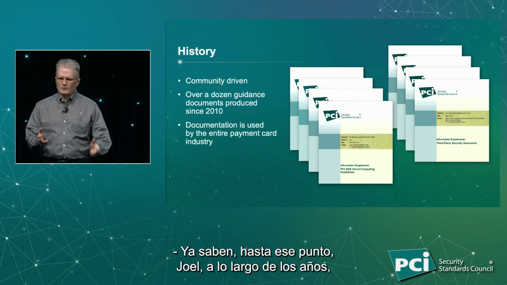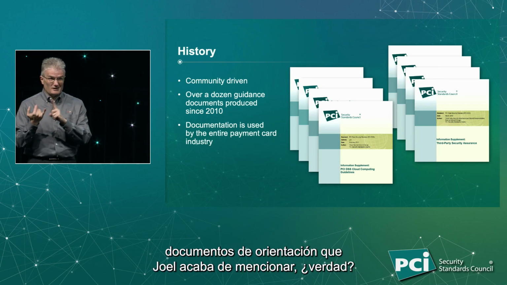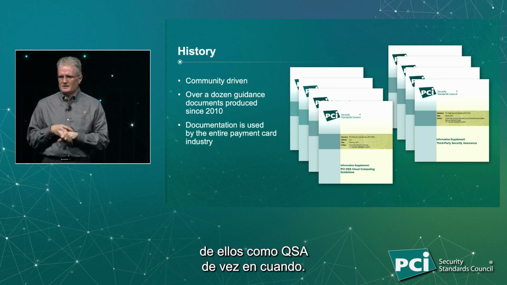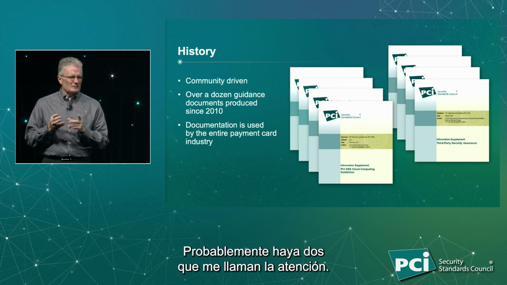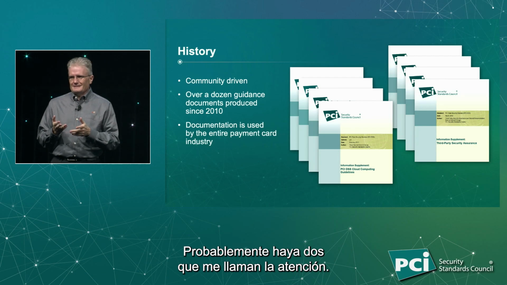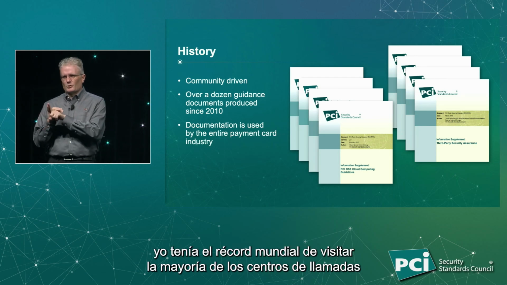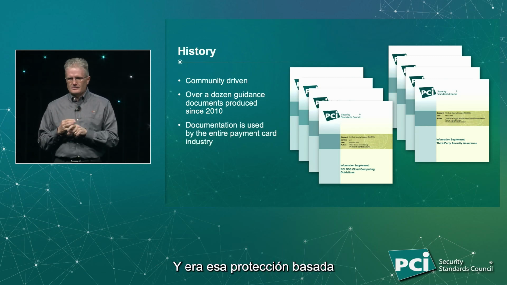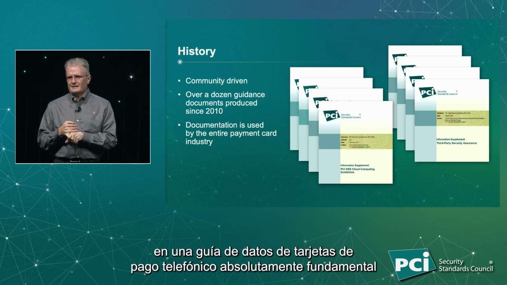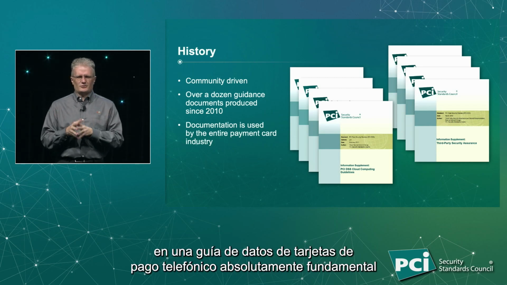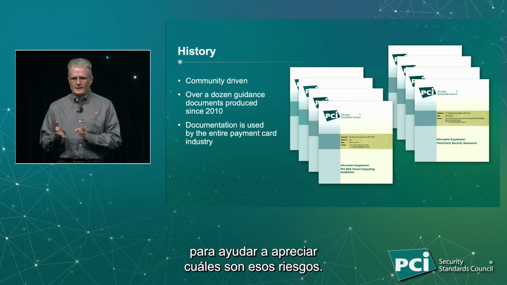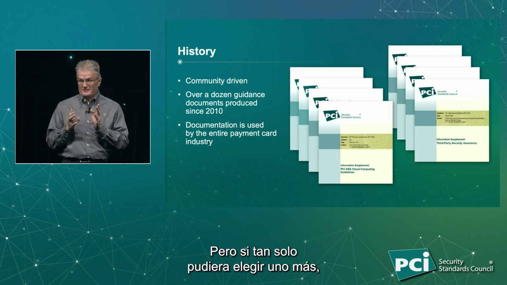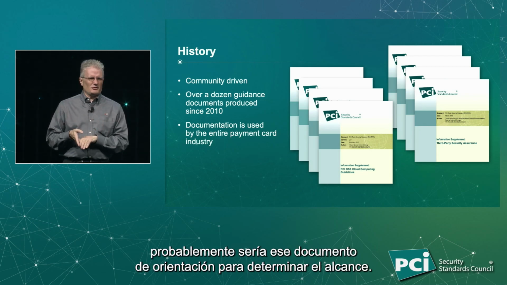To that point, Joel, over the years, the council has published all these different guidance documents that Joel just mentioned, right? And I think I've referred to every single one of them as a QSA from time to time. There's probably two that stand out for me. It seemed like a few years ago, I was on the world record to visit the most call centers for a single person. And it was that protecting telephone-based payment card data guidance that was absolutely instrumental in helping appreciate what those risks are. If I had to pick probably just one more, I could stand up here and talk about all of them, right? But if I could only pick one more, it would probably be that scoping guidance document.